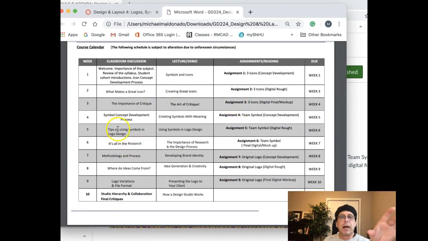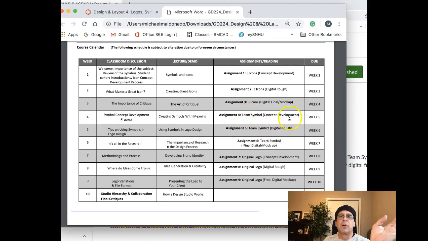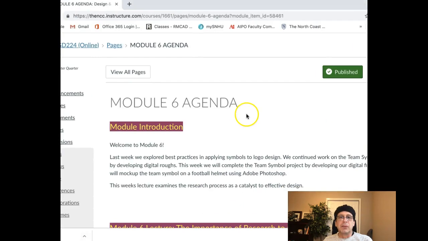In Module 4, we introduced the concept development stage for the team symbol project, right? That means concept development is due at the end of week 5, so that should be submitted this week. Then, of course, we introduced the rough stage, and that will be due at the end of week 6. And your final team symbol logo mockup should be due at the end of week 7. So let's take a look at Module 6 and see what's going on.